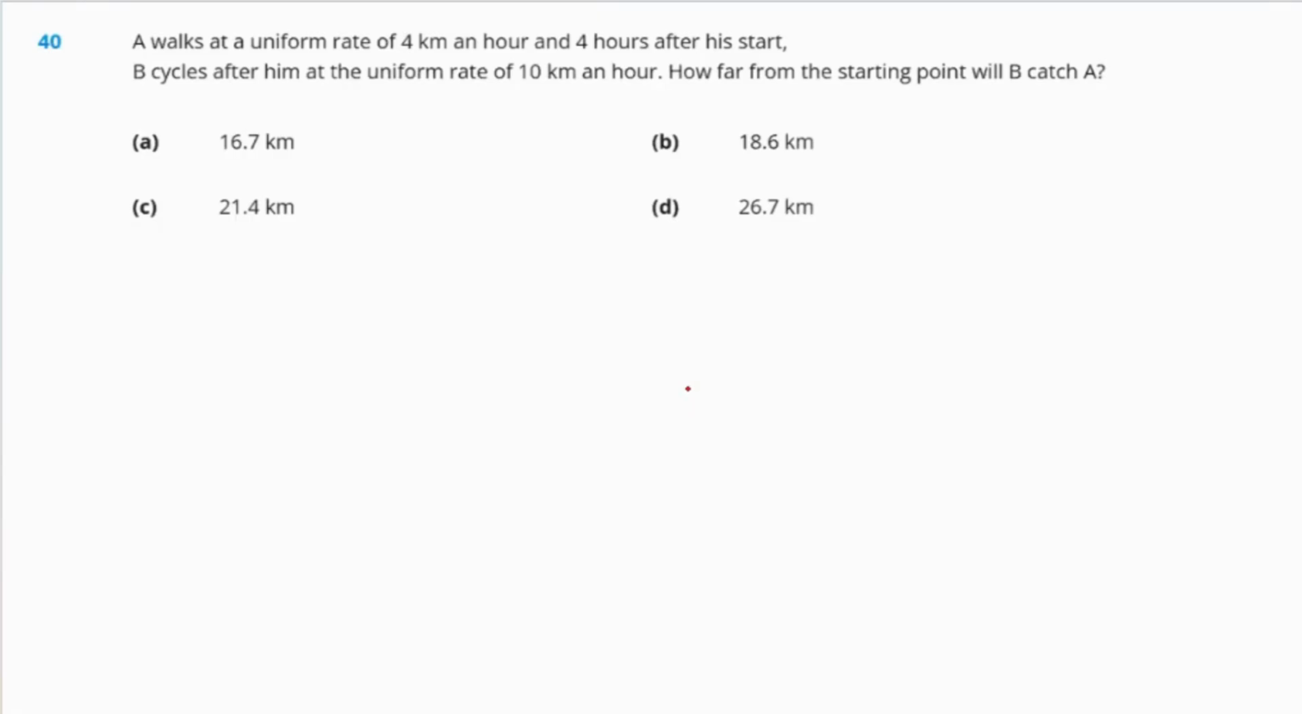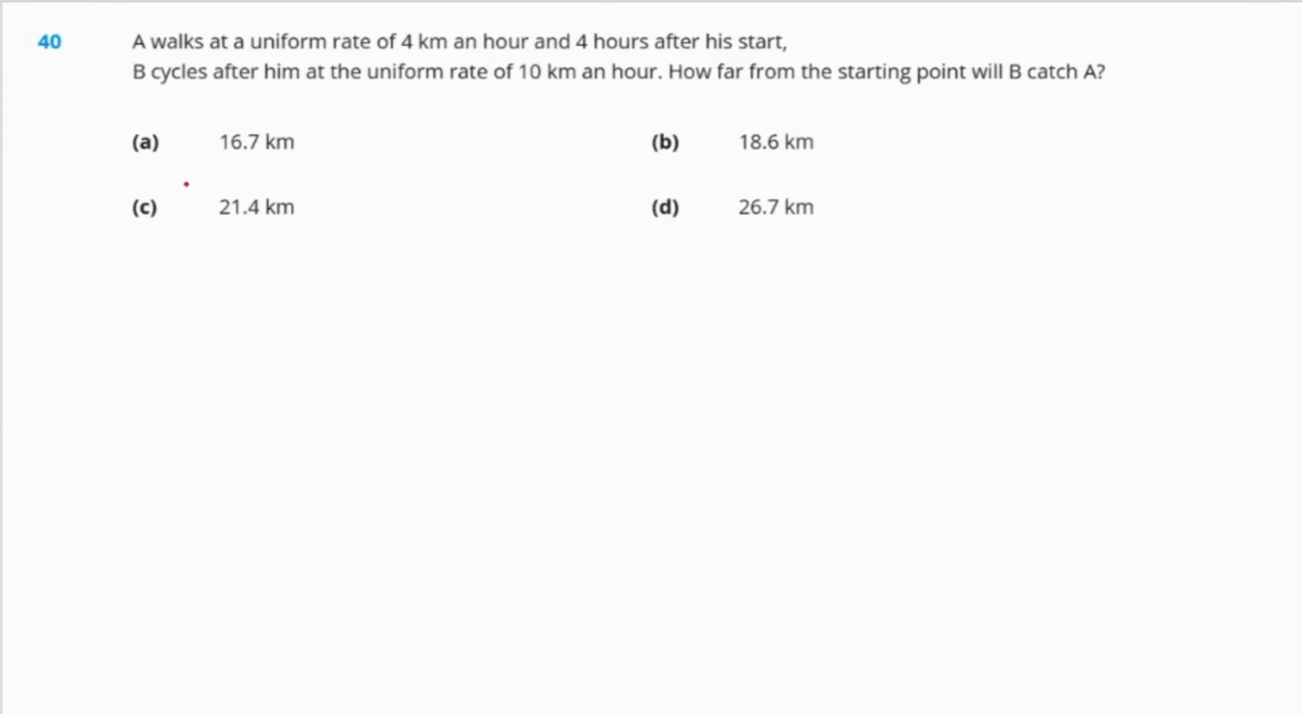Next, A walks at a uniform rate of 4 kilometers per hour, and 4 hours after his start, B cycles after him at the uniform rate of 10 kilometers per hour. How far from the starting point will B catch A? Here you can see A is walking at a uniform rate of 4 kilometers per hour. And after 4 hours of his start, B is cycling after him at the uniform rate of 10 kilometers per hour. So how far from the starting point will B catch A? That we have to find out.